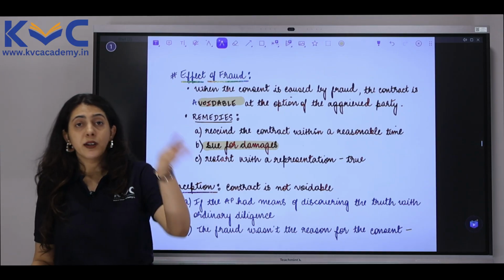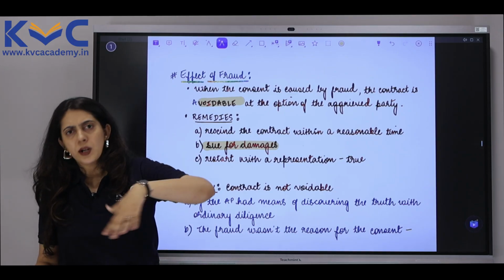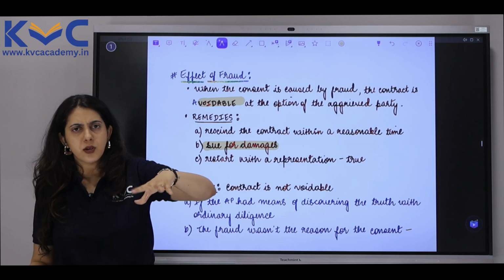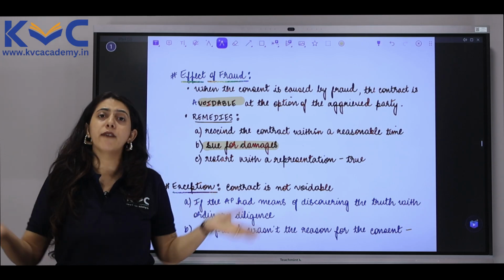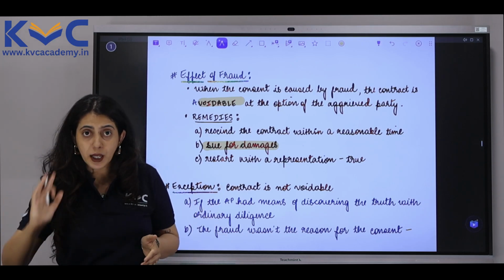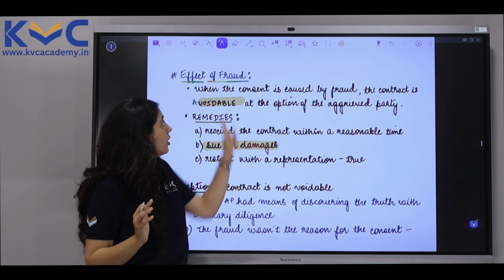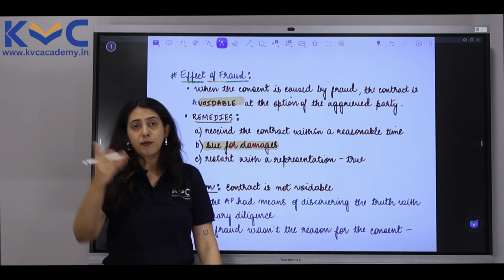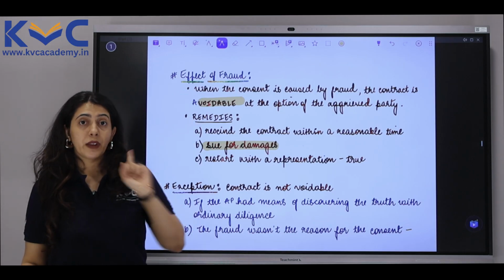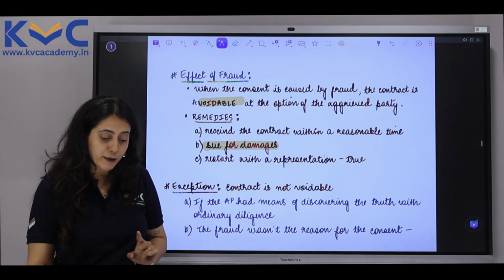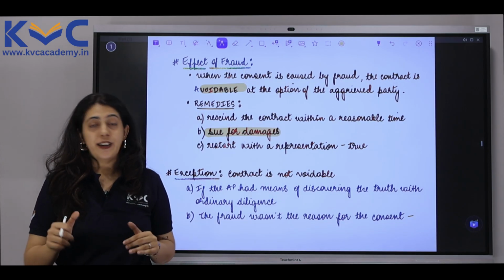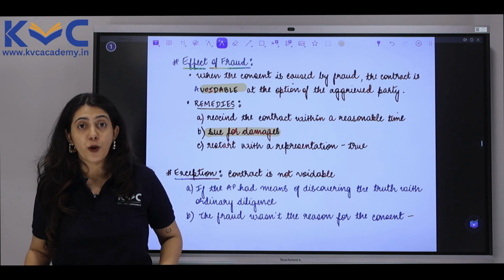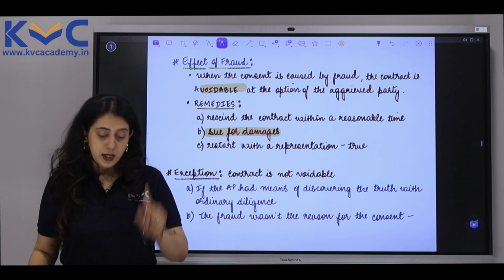So the contract has to be restarted, or whatever essential questions or queries were there as part of the contract, they have to be addressed. The terms have to be imposed which do not involve the element of fraud anywhere, and the representation that is made by that party should be true. This is one more effect that we have learned. But what are the exceptions where a party cannot make a contract voidable even though fraud was present?